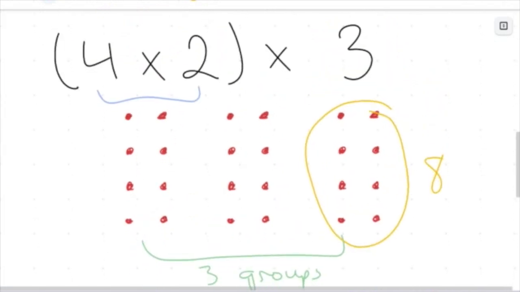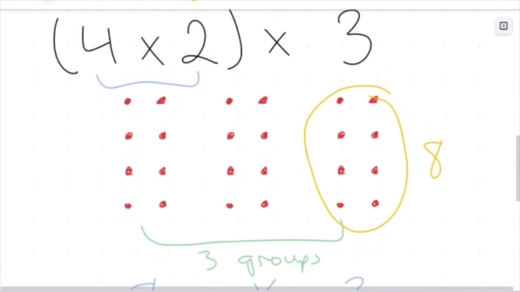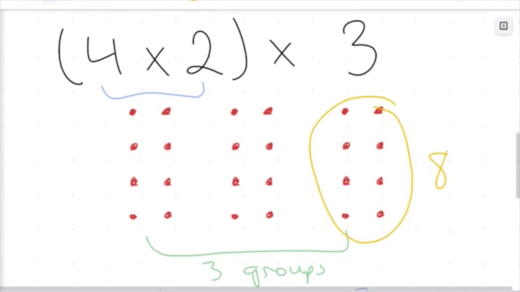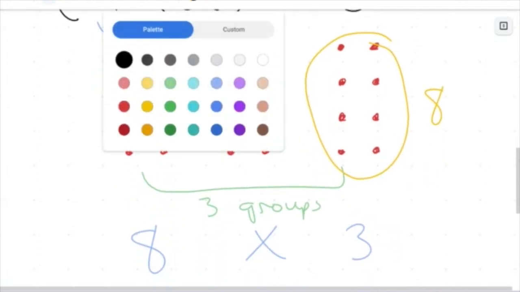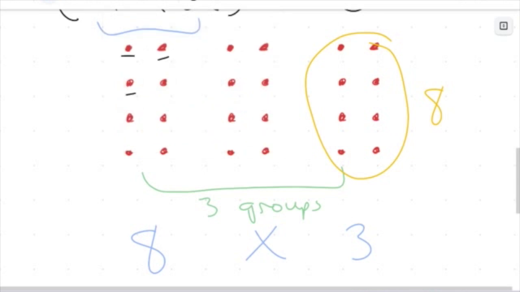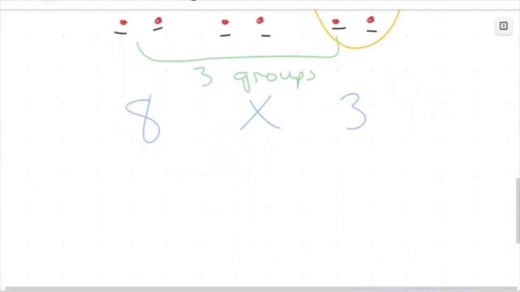So I hope that makes sense how I've shown that visually. Here, there's just an extra multiplication being done. So 4 times 2 gives me 8. And then taking 3 lots of that 8, let's count how many we get. That gives me 1, 2, 3, 4, 5, 6, 7, 8, 9, 10, 11, 12, 13, 14, 15, 16, 17, 18, 19, 20, 21, 22, 23, 24. That gives me 24. So let's hold on to that idea. 8 times 3 gives me 24.